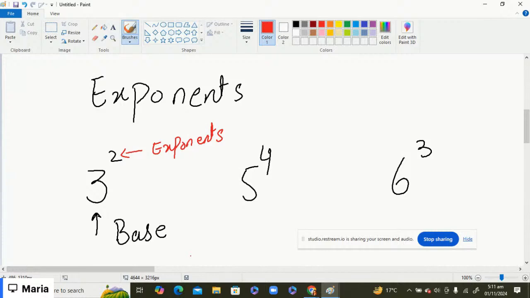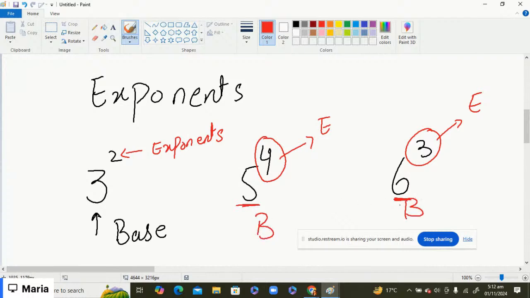Now you guys tell me what is the base in this one and what is the exponent of this one. Everyone tell me in the chat, then I will check. Please check it out, everyone. It's 5 power 4. So what is the exponent here? This power is called your exponent, and this one is your base.